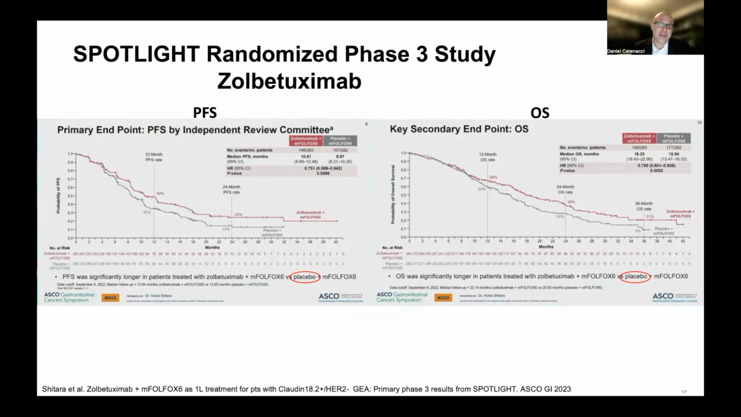But in addition to that, another principle is cross-trial comparison and why we randomize. And so this study showed a median overall survival of 18.23 months in the zolbetuximab arm. So median survival 18 months. If this wasn't a randomized study and we were comparing to historical controls where we expect median survival to be 11 to 12 months, we would have been overestimating the benefit of this drug. And so really not having the full picture.